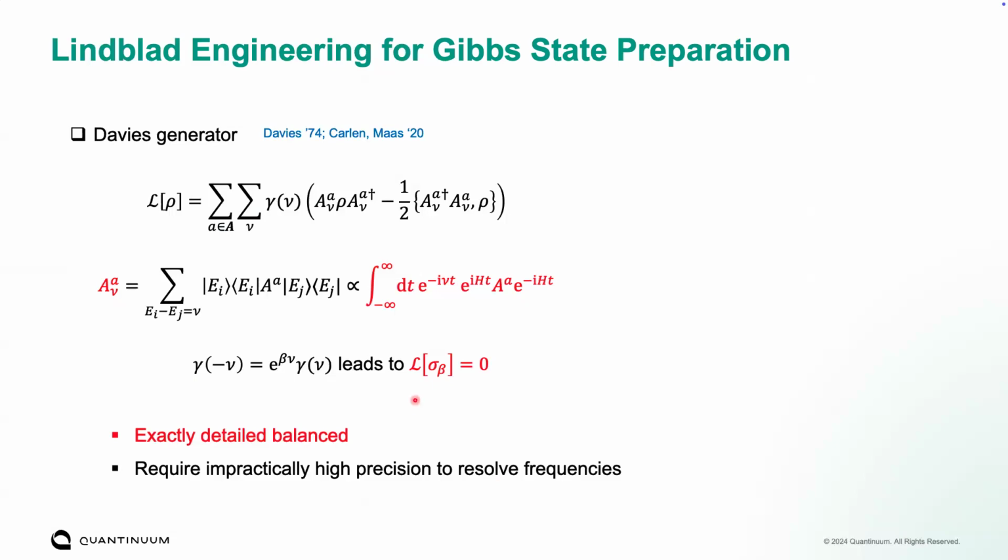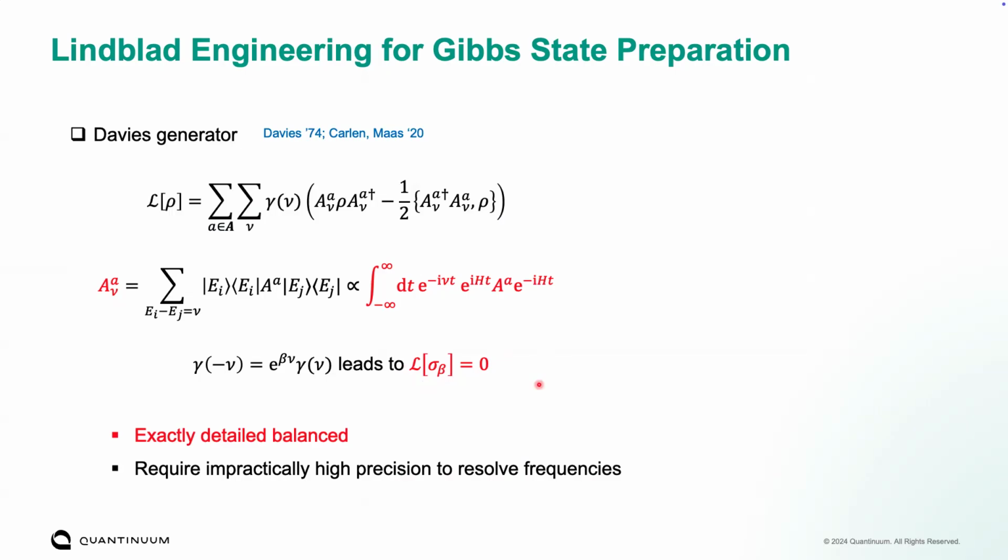If you're familiar with, for instance, the Metropolis algorithm, you want to choose this gamma in such a way that it accepts the transition if the energy is decreasing, and accepts only with exponentially small probability if the energy is increasing, and so on. So you can play around with this gamma, but at least you want to impose this, so that sigma_beta is the fixed point of the Lindbladian. In other words, you want this Lindbladian to satisfy the detailed balance condition, which is sufficient for it to have a Gibbs state as a fixed point.